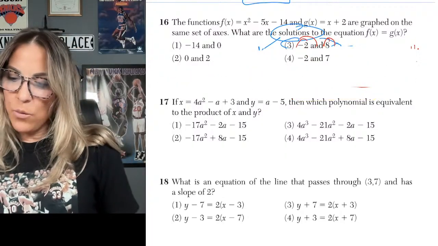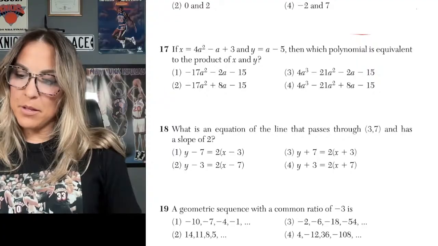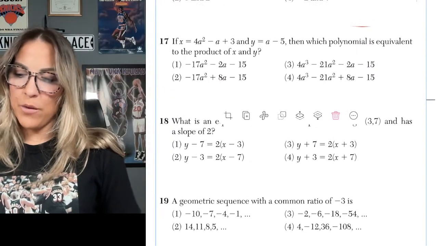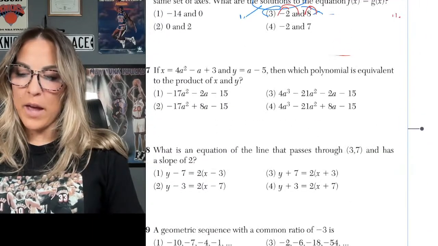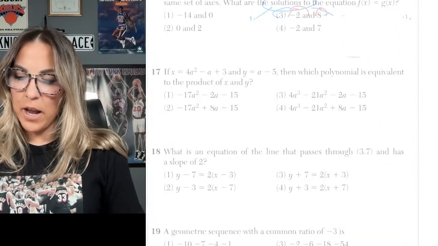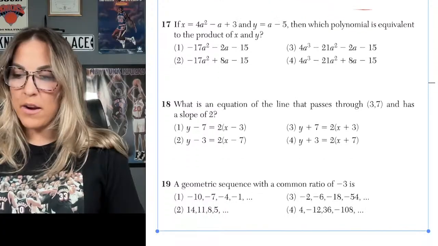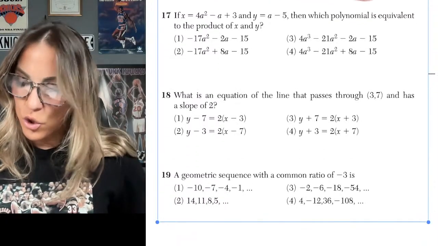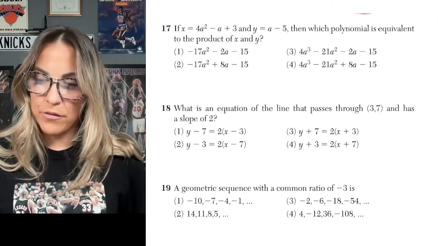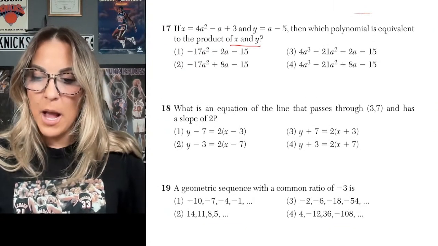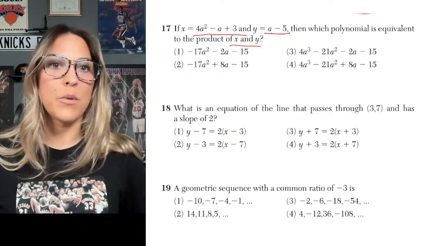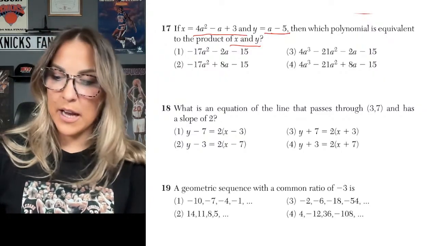17 says if x equals 4a squared minus a plus 3, y equals a minus 5, which polynomial is equivalent to the product? So a little more vocabulary here, probably an easier vocabulary word though, but we need to know that product means it's asking for us to multiply. So we're just multiplying these two expressions together. They want to know the product of x and y, but they told us that x is equal to this long thing, y is equal to this expression. We need to multiply those two together.